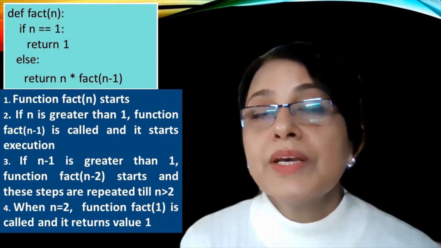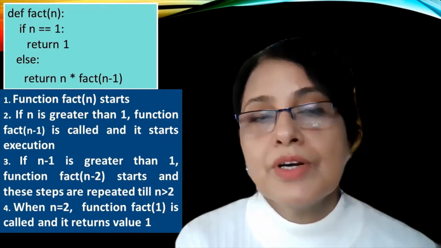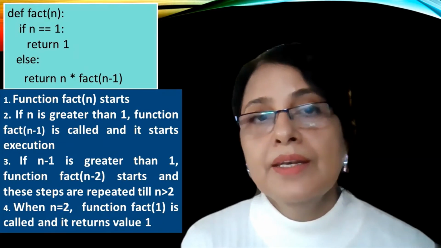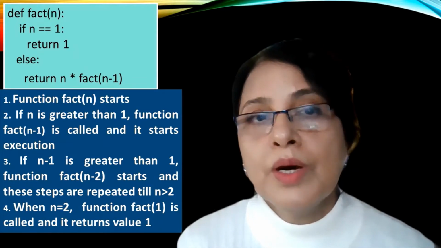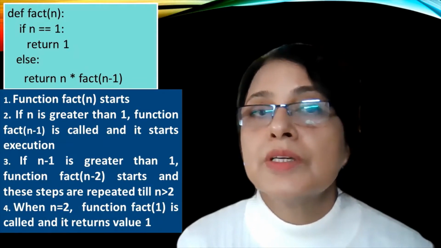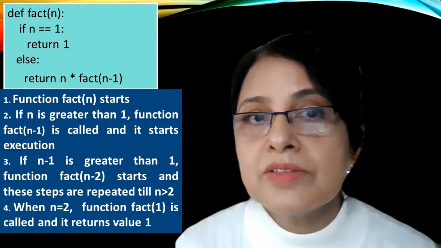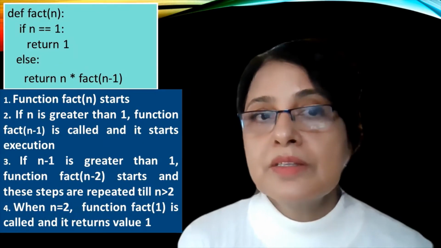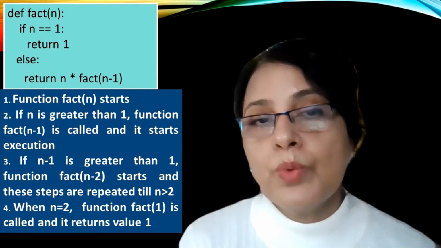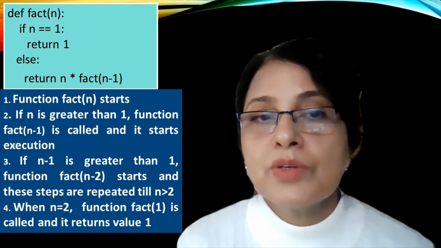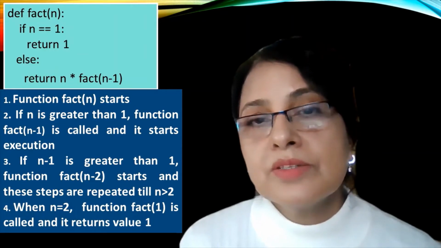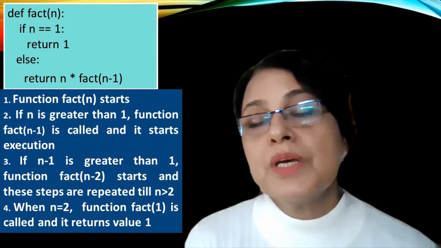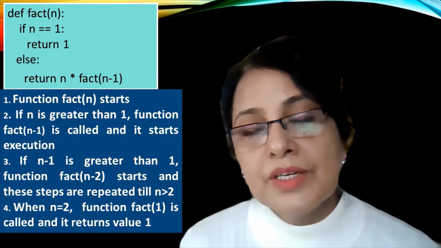We look at this in a program where we have a function fact which has a single parameter n, and if n is equal to 1, we return 1, else return n into fact n minus 1. When this function starts, if n is greater than 1, fact n minus 1 is called, and that starts execution. Now, if n minus 1 is greater than 1, then fact n minus 2 starts, and these steps are repeated till n is greater than 2.